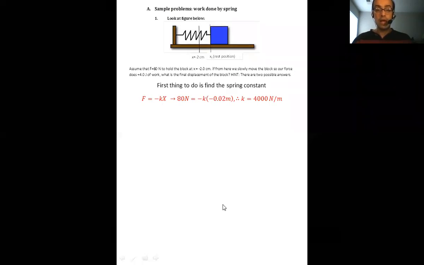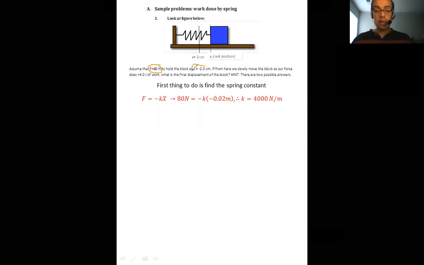I'll go ahead and draw that in. So we have a force of 80 newtons. We have a displacement of negative 2.0 centimeters. The reason that we write this as negative 0.02 meters is that k is by convention given in newtons per meter. And that's a very important thing to remember, considering that a lot of times the displacements you're looking at in springs will be given in centimeters. So remember to do that conversion. Remember to deal with displacements in meters.